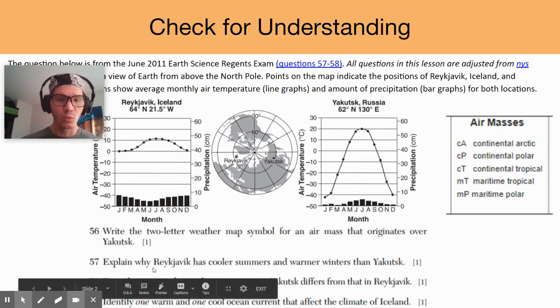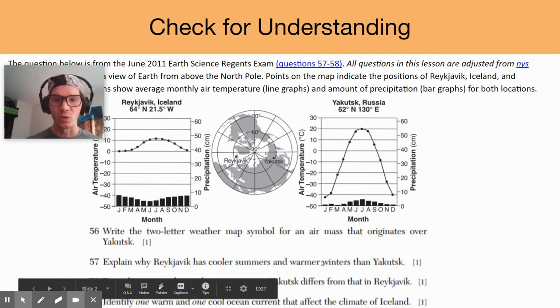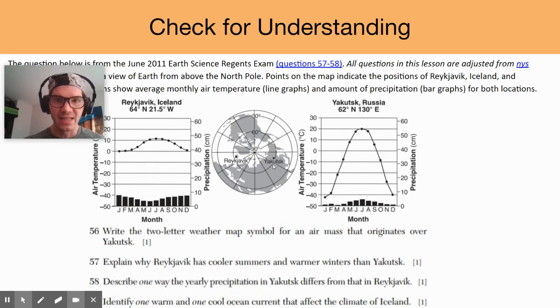Question 57, explain why Reykjavik has cooler summers and warmer winters than Yakutsk. So it doesn't get too warm in the summertime and it doesn't get too cold in the winter. And the reason for that is because how are these 2 cities different? They're both at the same latitude. The difference is that unlike Yakutsk, which is not near any water, Reykjavik is on an island that is surrounded by water, and water has a very high specific heat.